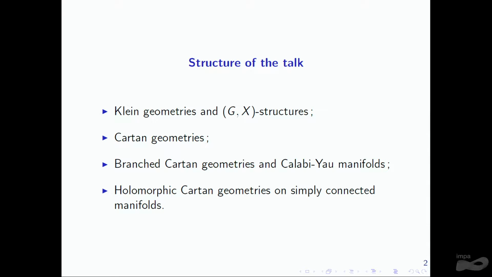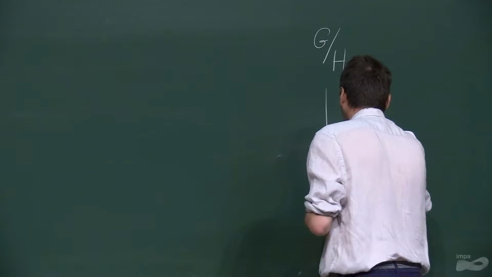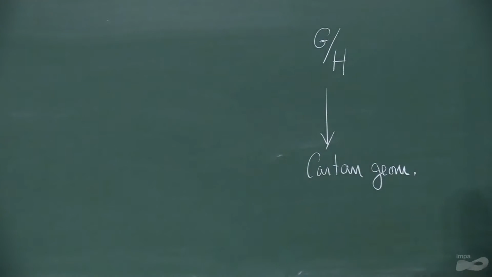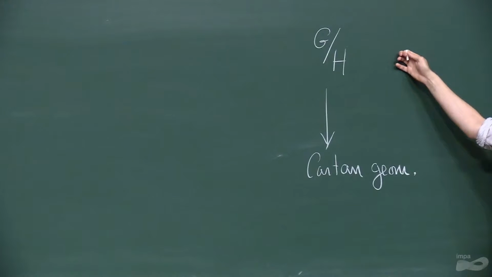Cartan geometries are generalizations of homogeneous spaces. So here I take some G over H, where G is a finite dimensional Lie group and H a closed subgroup in it. And the Cartan geometries, or Cartan connections, Cartan also called them generalized spaces, are infinitesimally modeled on G over H. So there will be some curvature here, and the curvature will be flat, it will be zero, if and only if the manifold is locally isomorphic to G over H.